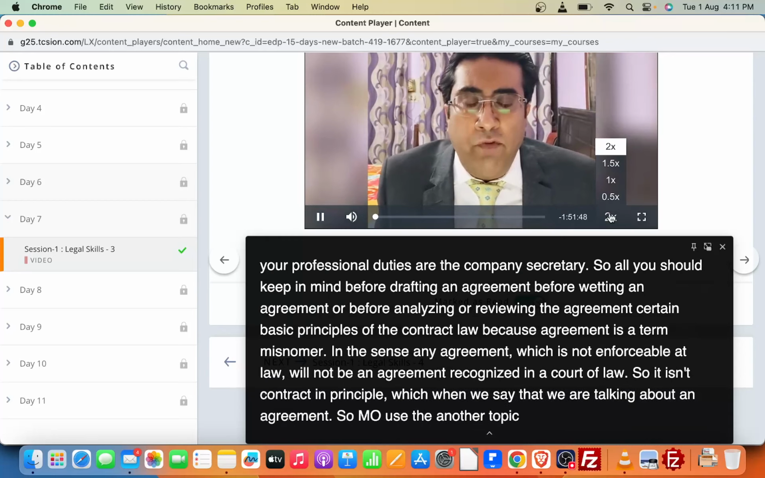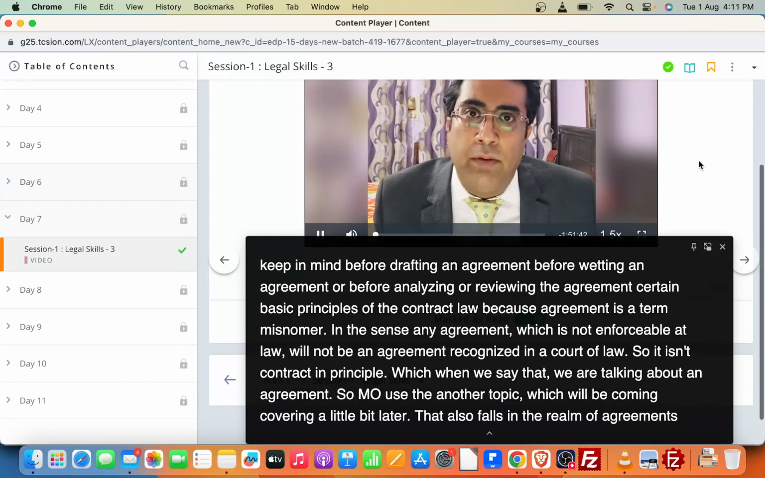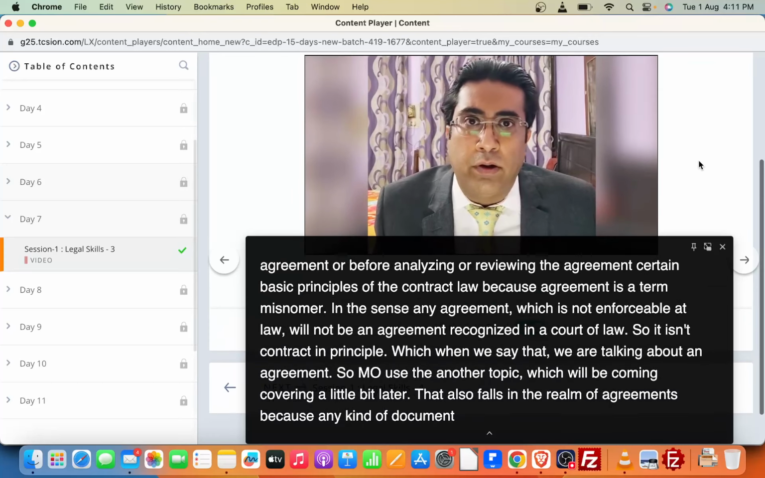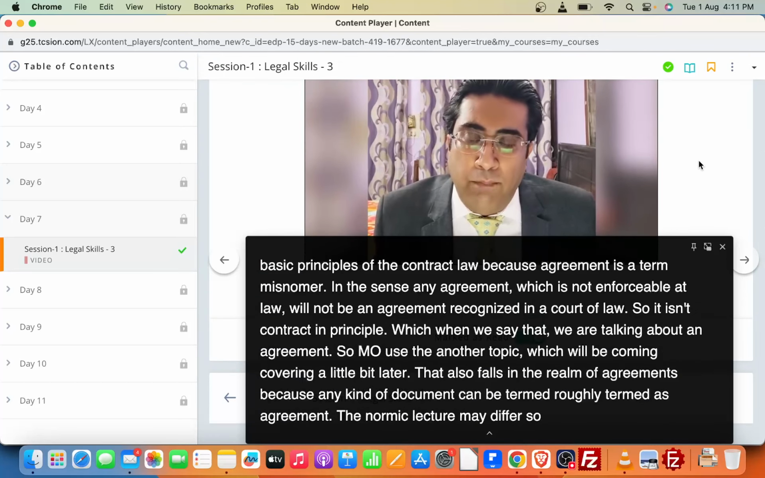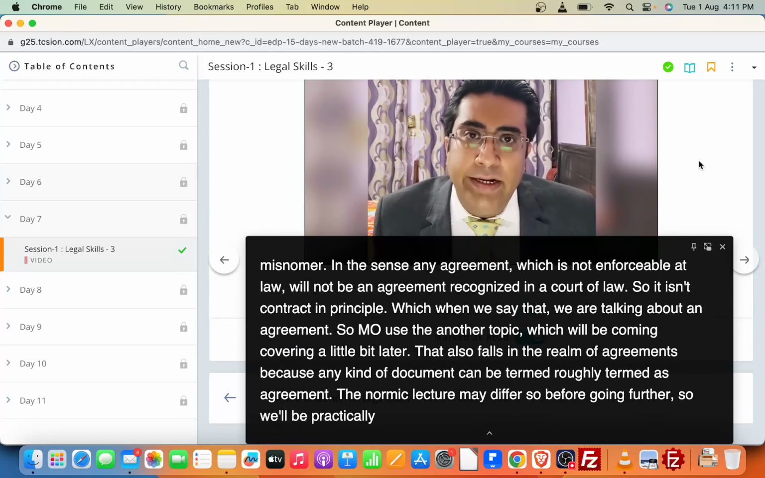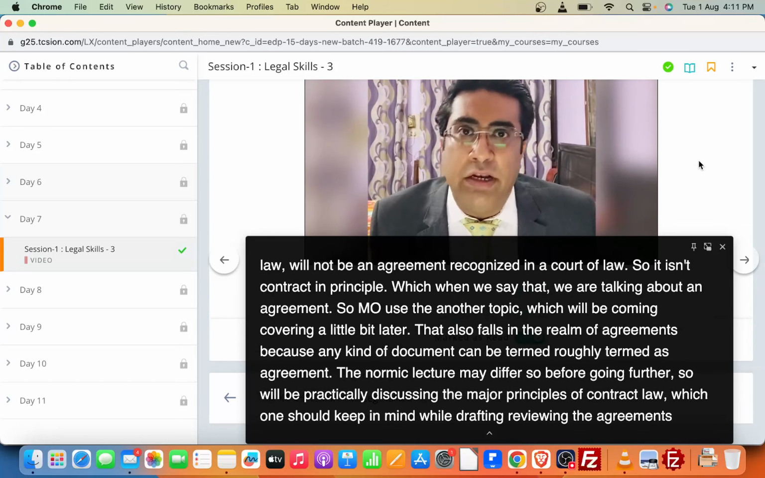So MOUs, the other topic which we'll be covering a little bit later, also fall in the realm of agreements, because any kind of document can be loosely termed as an agreement, so nomenclature may differ. Before going further, we'll be practically discussing the major principles of contract law which one should keep in mind while drafting and reviewing agreements, including MOUs.